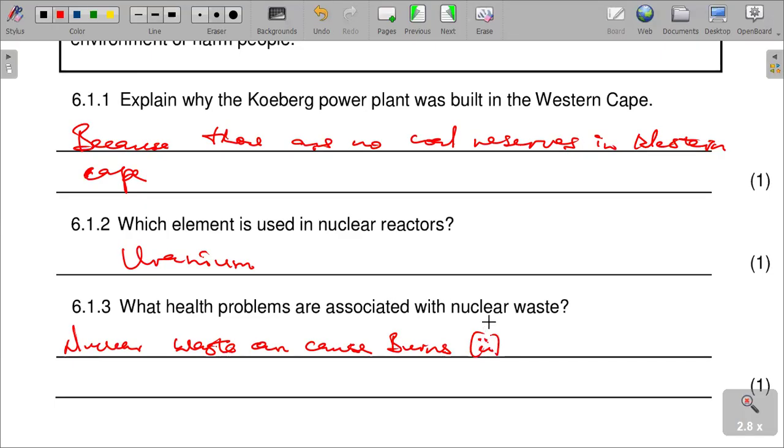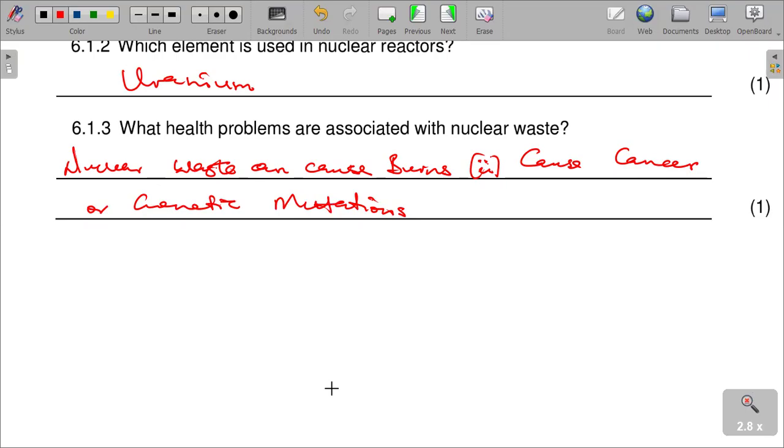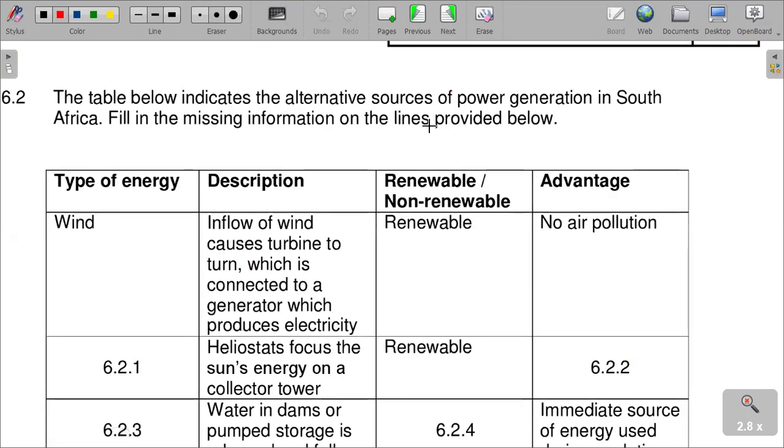Two, it can also cause cancer and also genetic mutations. So questions such as this one, their answers are given in the essay. They can cause genetic mutations. The answers are given in the essay as you can see there. So nuclear waste can cause burns, cancer, or genetic mutations. I'm saying the answers are found in the essay there.